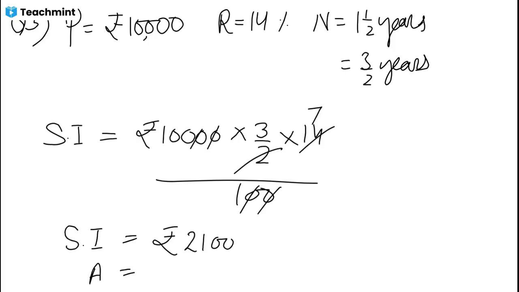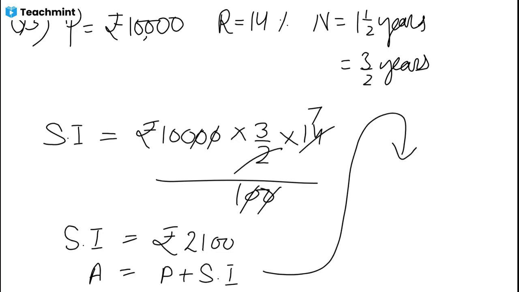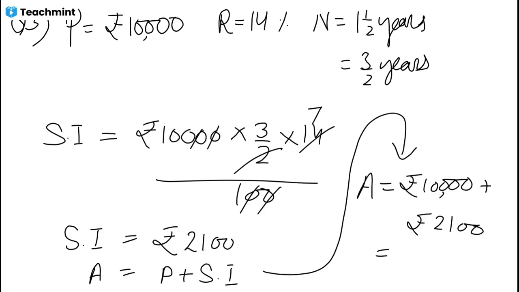So just add this SI with the principal amount, because we have the formula amount A is equal to P plus SI. So amount A is equal to principal amount 10,000 plus SI, rupees 2100. So we have total amount 12,100. Got it? Yes, ma'am.